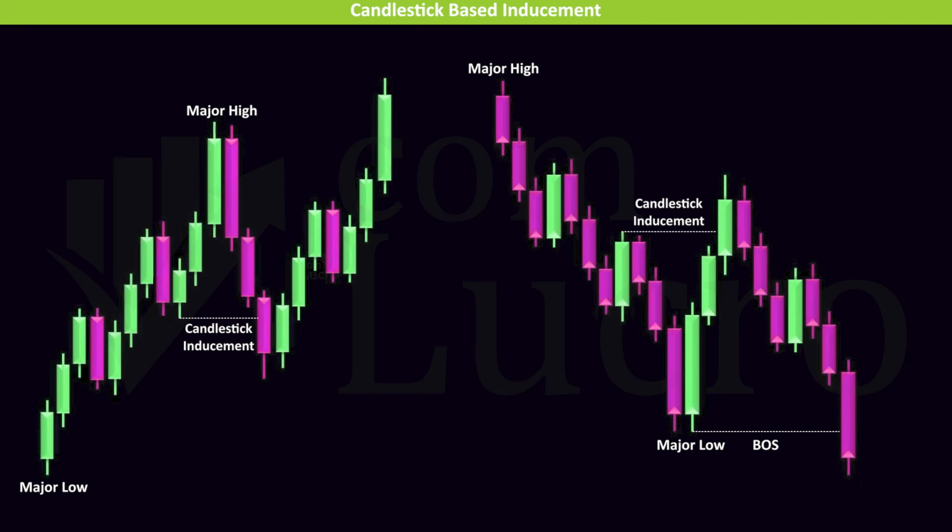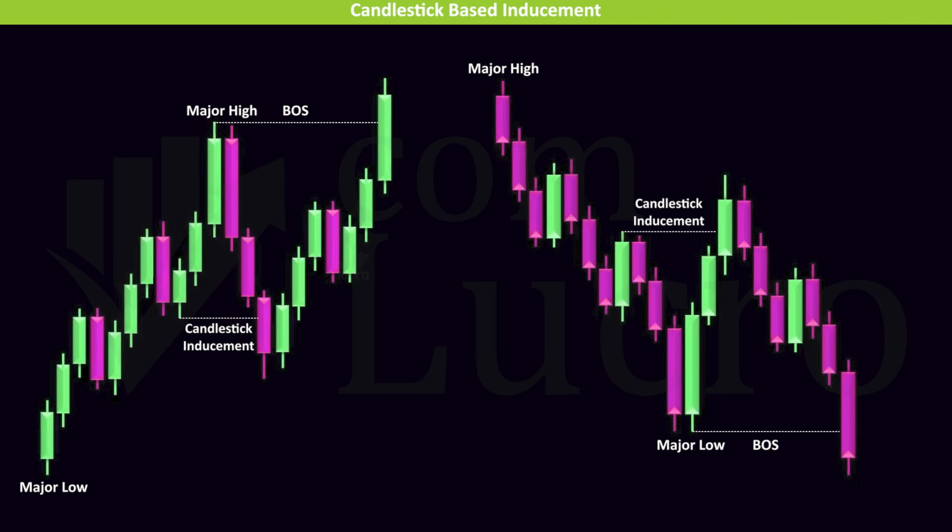If price then breaks and closes below the newly confirmed major low, it is important to understand that for an inducement to be fully confirmed, price must break and close above or below the most recent major high or major low, forming a valid break of structure. Looking at the bullish example, we can observe that price breaks and closes above the most recent major high, confirming both a valid inducement and a valid break of structure. At this stage, we have clearly identified a valid break of structure.